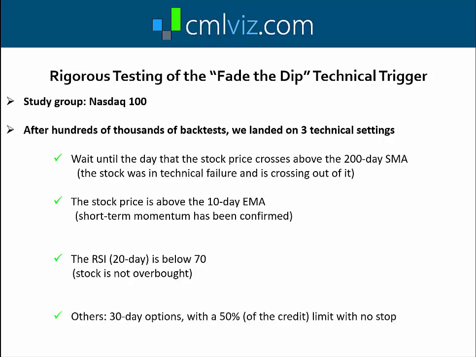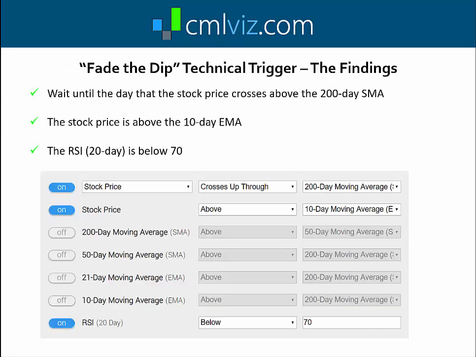We use 30-day options and we use a 50% limit, and that calculation is based on the credit received for the put spread. So if you sell a put spread at $1 and that put spread shrinks to 50 cents, that is a 50% gain with respect to the calculation of the limit. Here are those technical findings in Trade Machine. Stock price crosses up through the 200-day moving average, the stock price is already above the 10-day moving average, and the RSI is below 70.